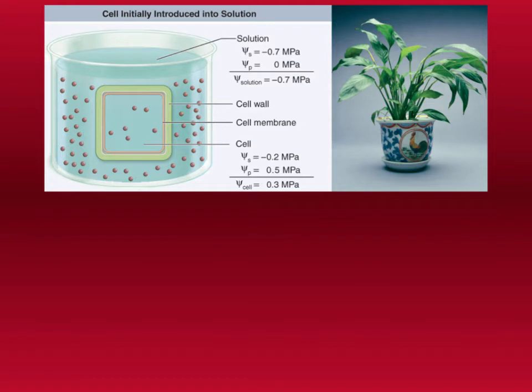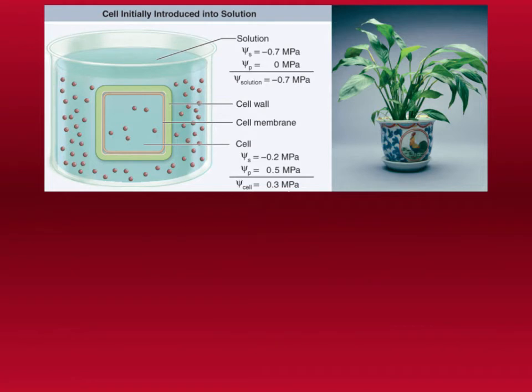If we look at the plant cell now, it has a solute potential of negative 0.2. It's not as negative as this because there are fewer solute molecules floating around inside, so it's a less negative number. And the pressure potential is going to be a positive 0.5 because the cell wall is pushing back. If water rushes in, the cell wall pushes back in the opposite direction. So if we look at the balance here, we have a negative 0.2 because of solute potential, and a positive 0.5 because of pressure potential. That equals positive 0.3 megapascals worth of pressure.